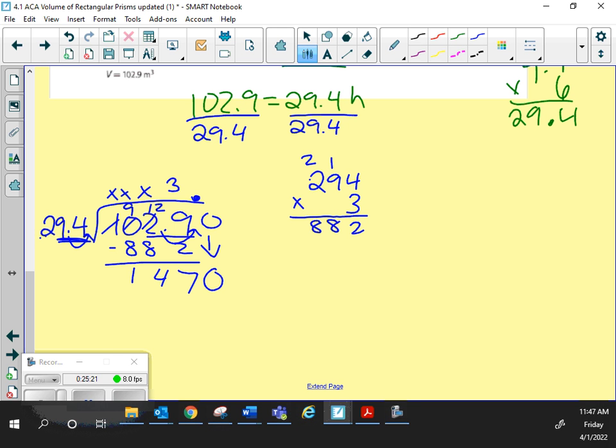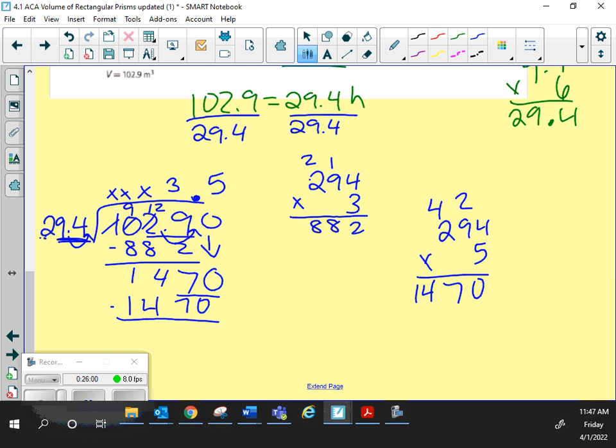So again, that same technique, just looking at the first two numbers. 3 goes into 14 about 4 or 5 times. Let's try 5, because it's probably going to be really close. 294 times 5. 4 by 5 is 20. Ooh, this is looking good so far. Boom. Okay. So 3.5 is my answer, my h.